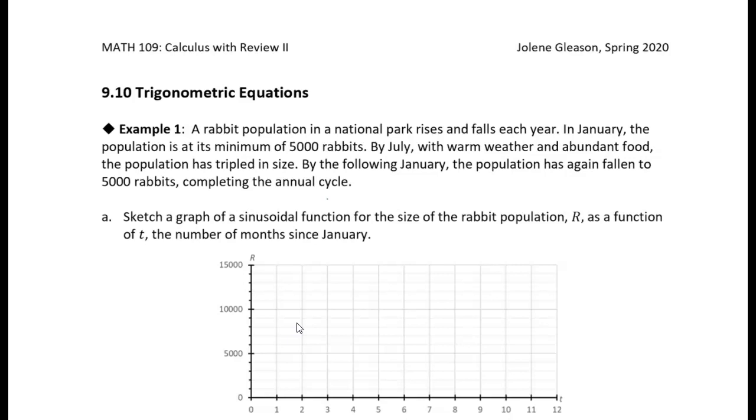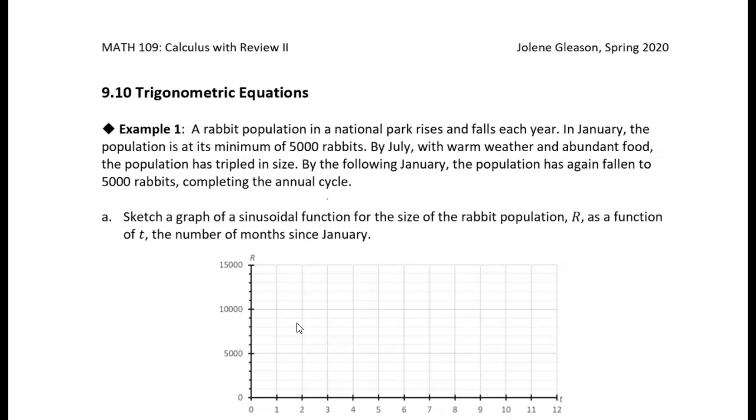In January, the population is at its minimum of 5,000 rabbits. And in July, when the weather is warm and food is abundant, the population has tripled in size. Okay, so 15,000, right? 3 times 5,000. By the following January, the population has again fallen to 5,000 rabbits, completing the annual cycle.